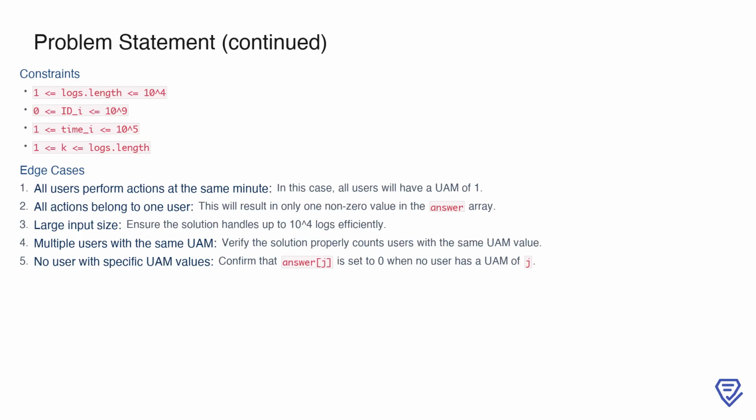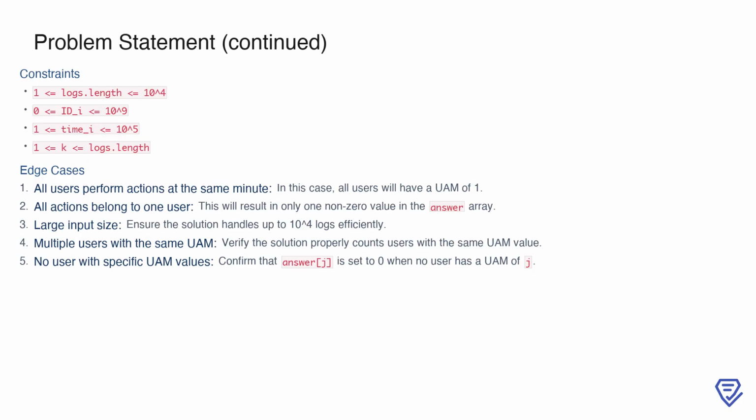Edge cases include scenarios where all users perform actions at the same minute, resulting in all UAM values being 1, or where all actions belong to a single user, leading to only one non-zero value in the answer array. It's also critical to ensure the solution efficiently handles large inputs and correctly counts users with the same UAM values. Additionally, if no user has a specific UAM value, the corresponding position in the answer array should correctly be set to 0.